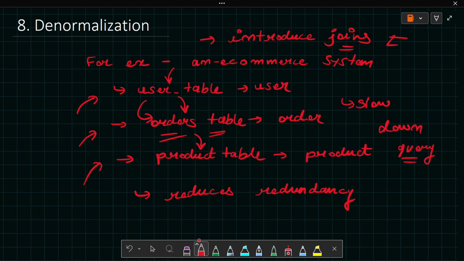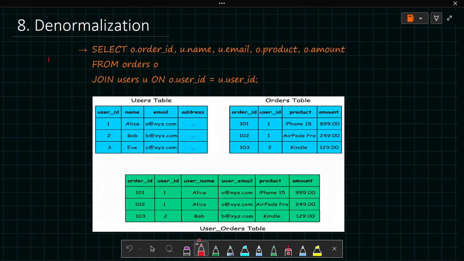We know that normalization is reducing the redundancy, but it is also introducing joins, due to which it is slowing down the retrieval time. Let's try to understand this using this example query. So select order ID, right? And you are selecting the username, the user email, the product, and the amount of the product from the orders. So we actually have some joins.